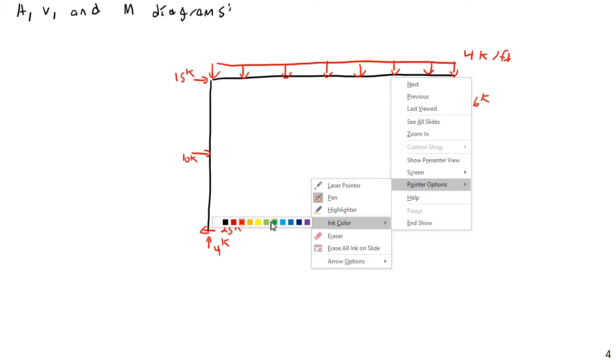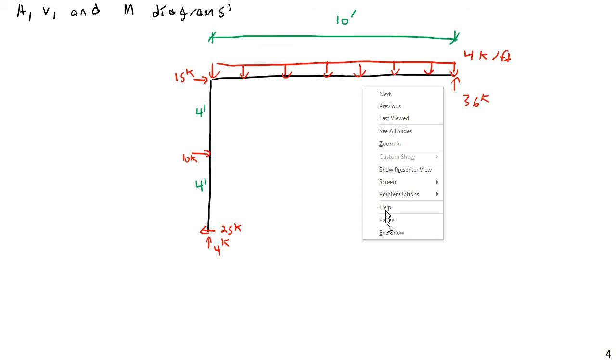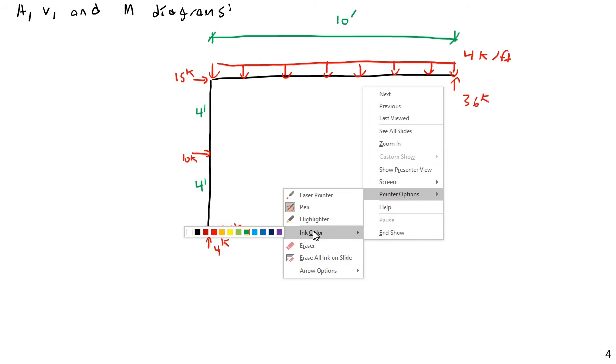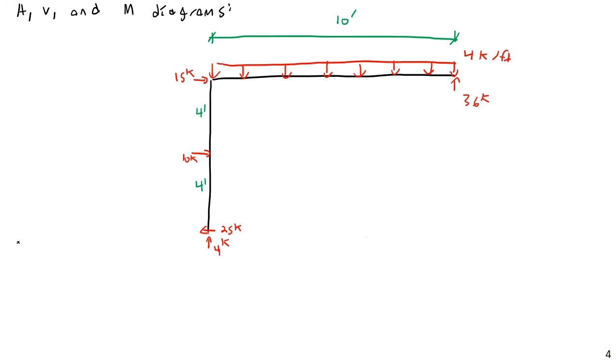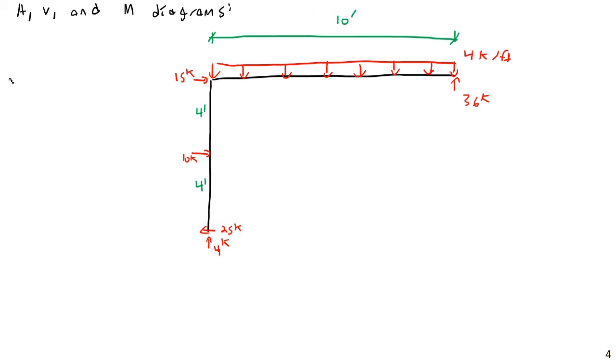So let's go ahead and put down the dimensions. That's 4 feet and 4 feet, and then a total length of 10 feet. 10 feet from here to here. Okay. Now, I'm going to get these by inspection, and the first one is going to be the axial load. So going back to this free body diagram, the only axial load on this is the 4 kip vertical force. So my A diagram is just going to be constant.